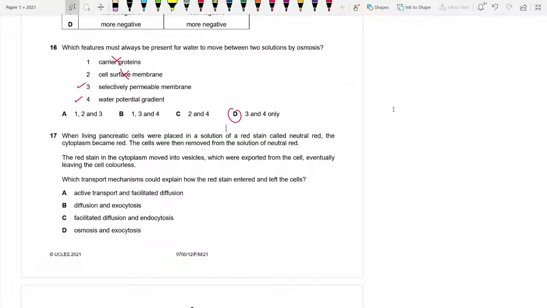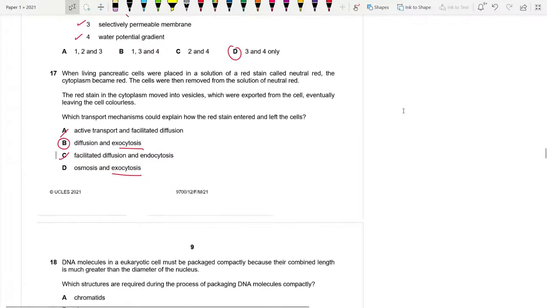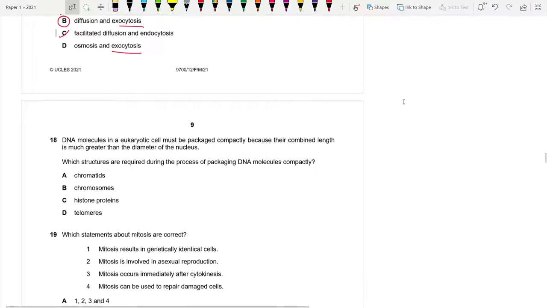Which transport mechanisms could explain how the red stain entered and left the cell? So remember guys, leaving the cell is quite easy because when you move vesicles out of the cell, that process is called exocytosis. We're going to look for exocytosis. Now, what about coming into the cell? Remember that osmosis only applies to water. Did water move into the cell? No, this was just a dye, so it should be diffusion. Simple diffusion. 17b.